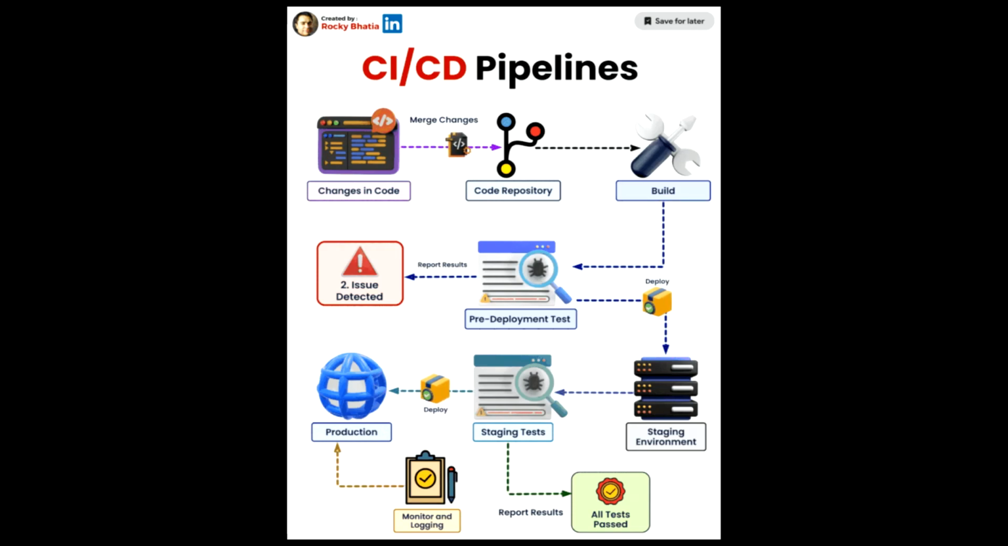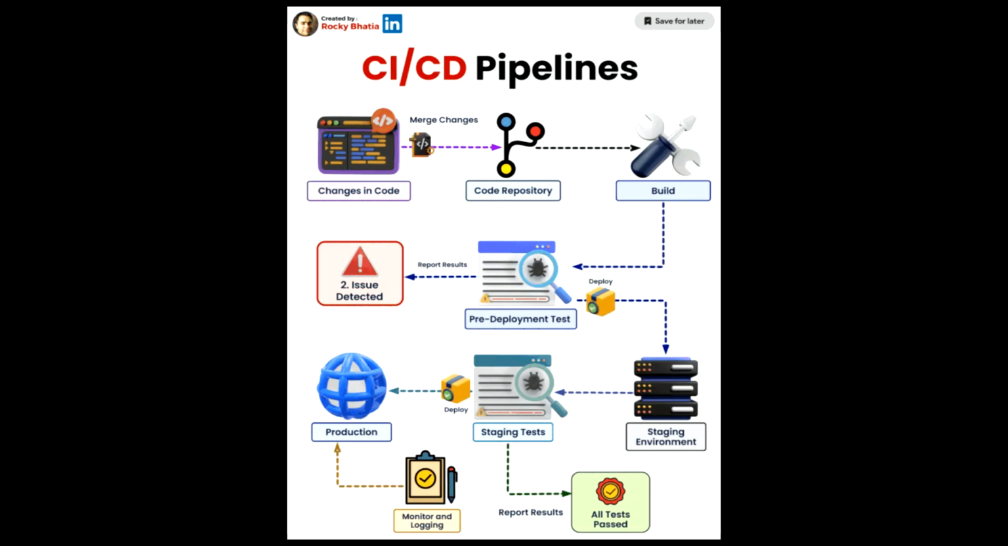Once it goes to this staging environment, it will run some staging-related tests. For that, some testing will be there. If all the test cases pass, it will go for the test case pass report. That report result will come here, and if everything has passed, then it will go for the deployment to the production or any environment. Then this production environment will be deployed, and then we have to monitor and log these applications.